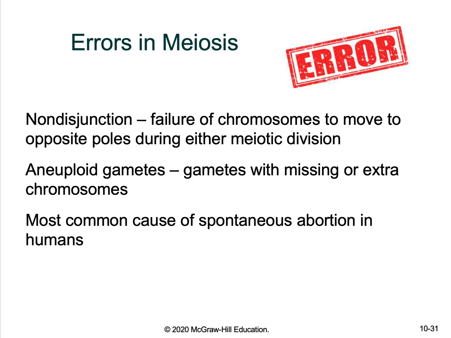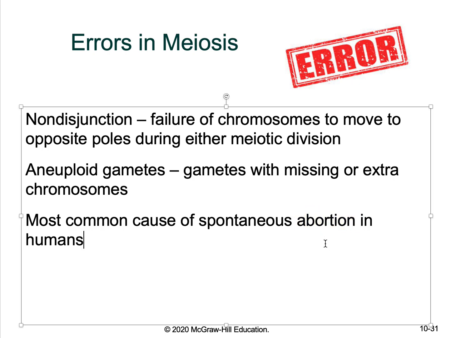Some errors that can happen: you can have non-disjunction, aneuploid gametes, and one of the most common things I think they said was abortion, that this could happen randomly. I'm not sure how. It says that it is very common, and I'm not extremely familiar with how frequent this does occur, but yes. And I think by abortion they mean a miscarriage.